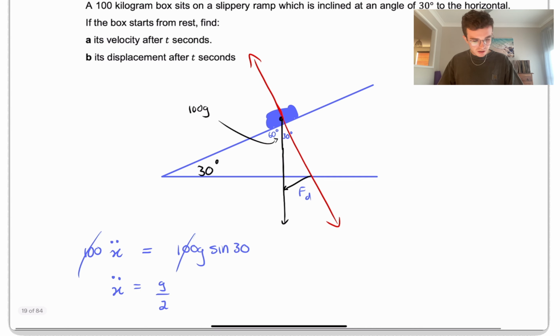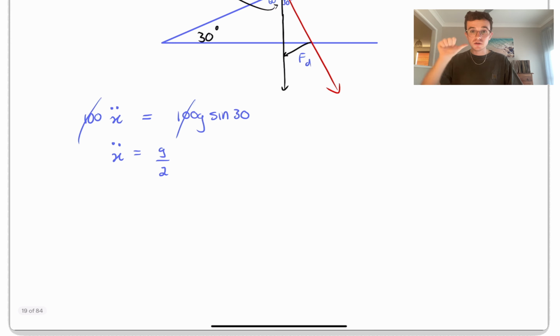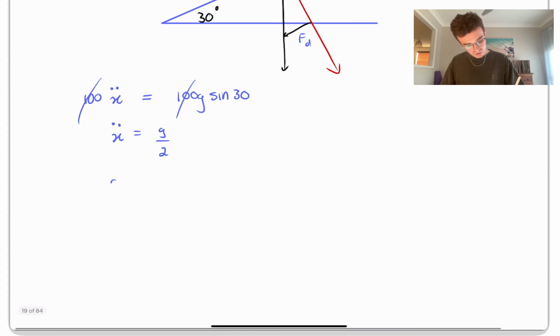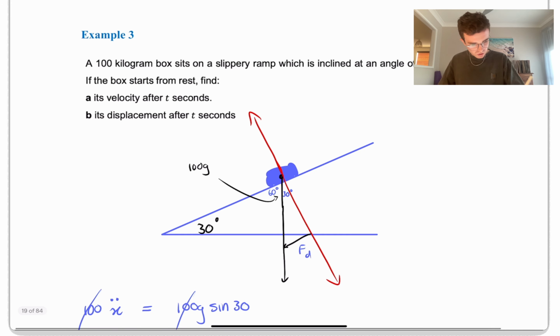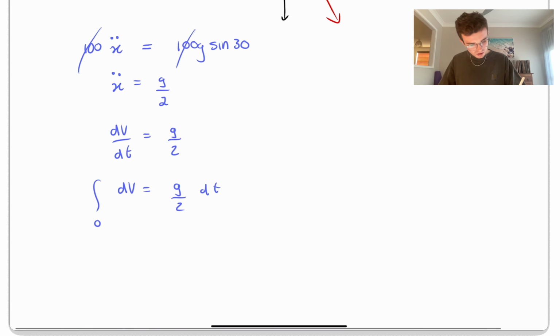And we want to know the velocity after t seconds. So we want a function that has velocity and time. So we're going to replace it with dv/dt equals g on 2. And we can probably integrate this however we want. You could flip it upside down and get time, but it's probably going to be easier just to say, okay, let's say that dv is equal to g on 2 dt. Now we're going to integrate from some initial velocity, which is, I assume, rest. We're told, yep, we're starting at rest. So from 0 to some unknown velocity v, and we're integrating from 0 to some unknown time t.